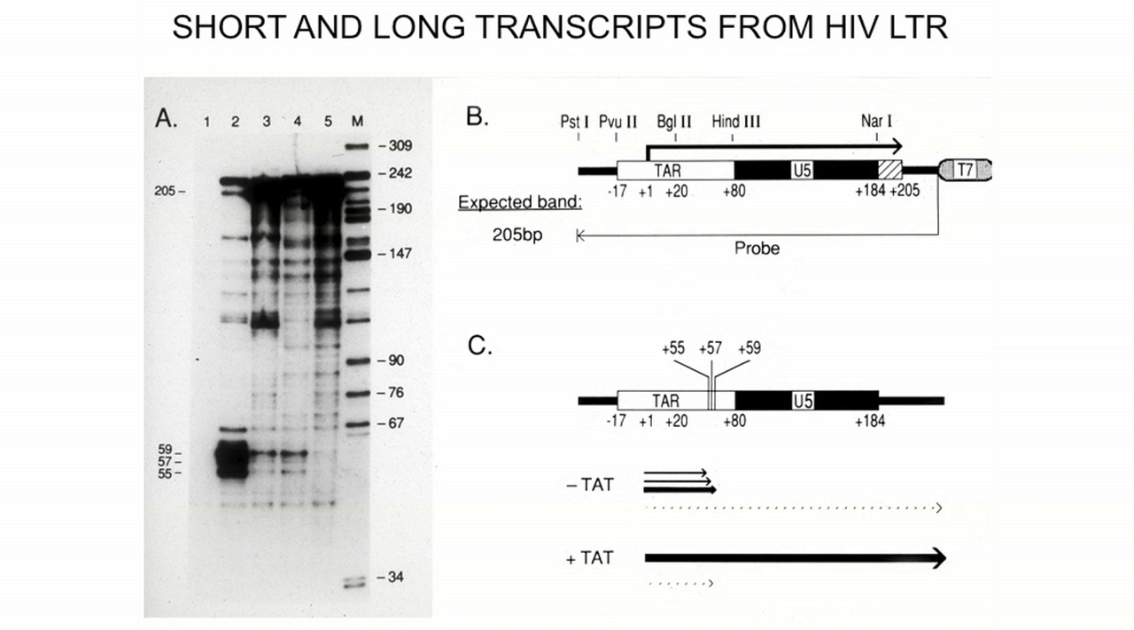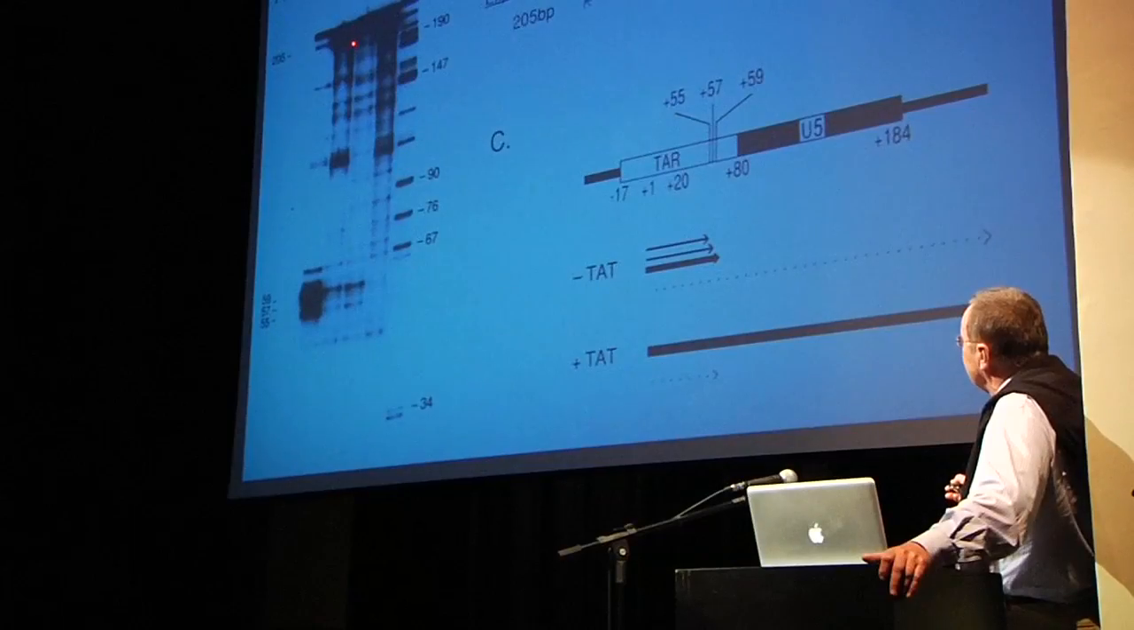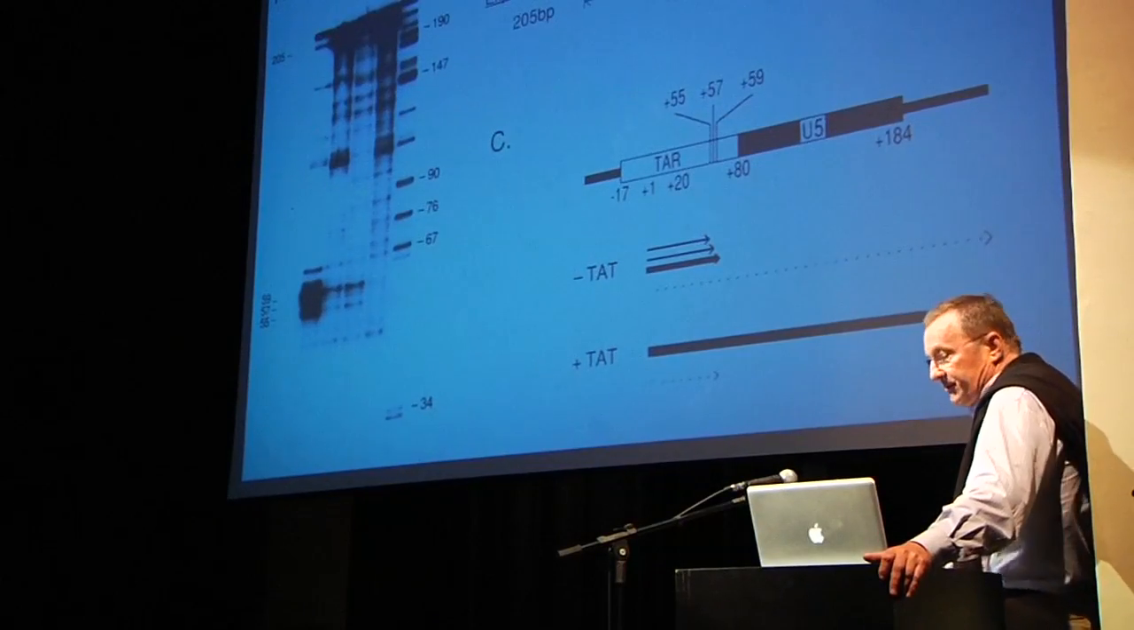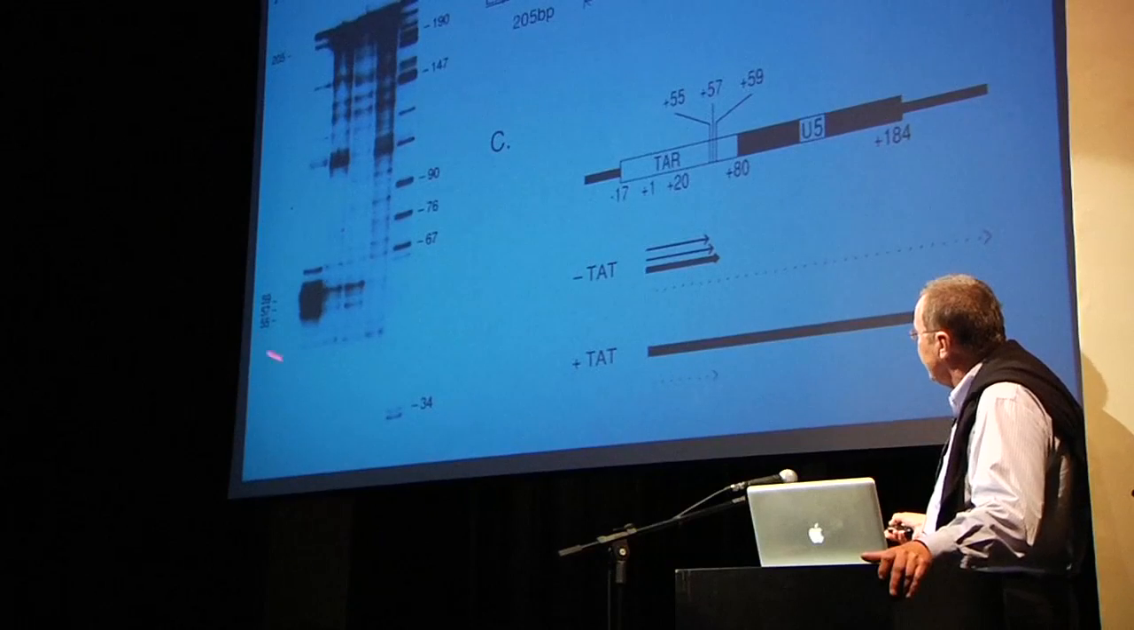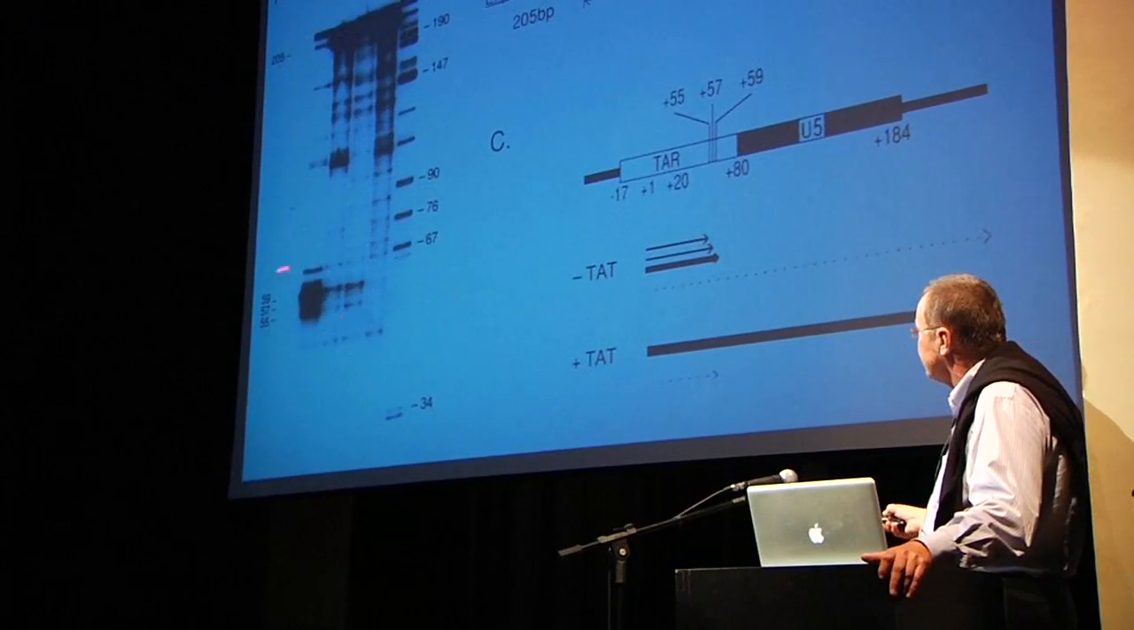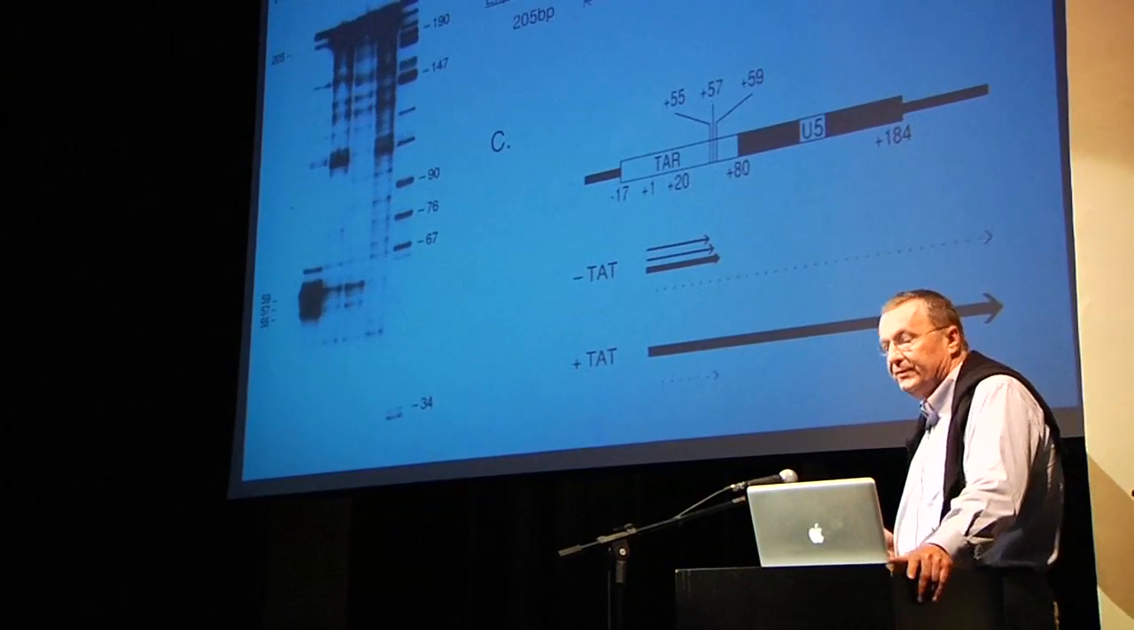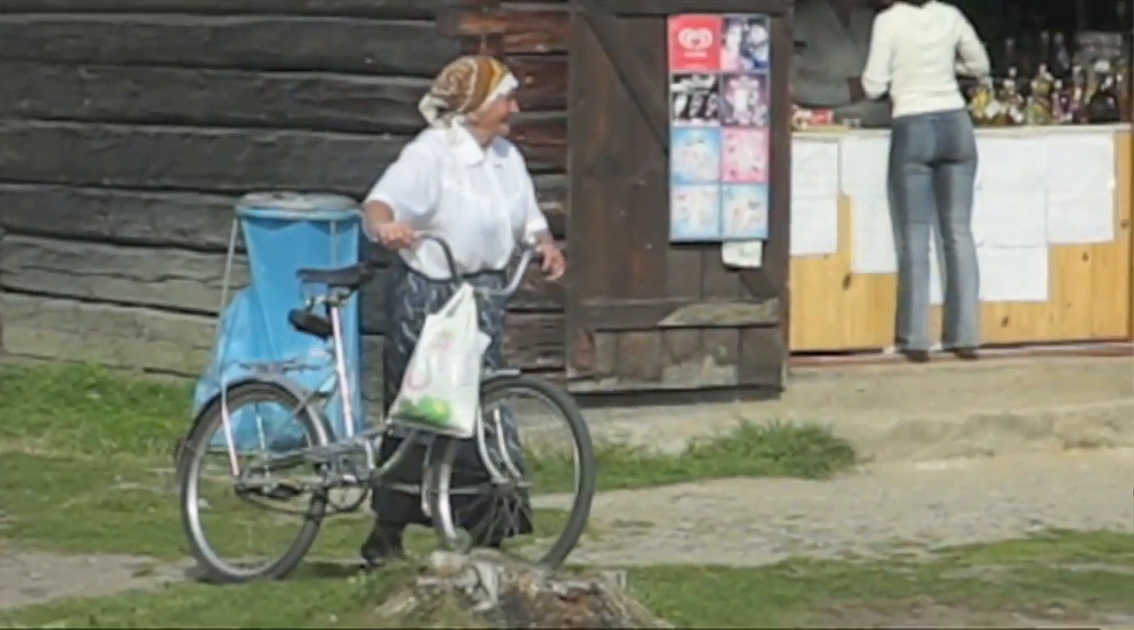And so this was nuclear run-on. You can see this by RNA protection. So this is short transcripts, exactly the measure of TAR. This is the long transcript in the presence of TAT. And this marks actually lack of transcription factors as well as transcription interference because of the 3' LTR.